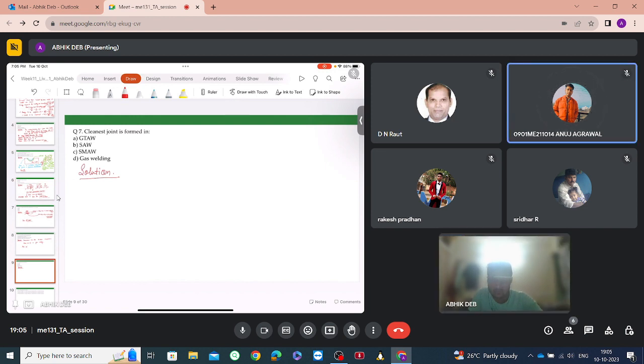Sir, option A. Yes, gas tungsten arc welding. It will have the minimum amount of oxygen and nitrogen in a weld pool, because an inert gas, say argon or something, will be used to cover the weld pool or make an inert atmosphere, so that minimum amount of oxygen and nitrogen can get into the pool. That is why the cleanest joint is obtained in case of gas tungsten arc welding.